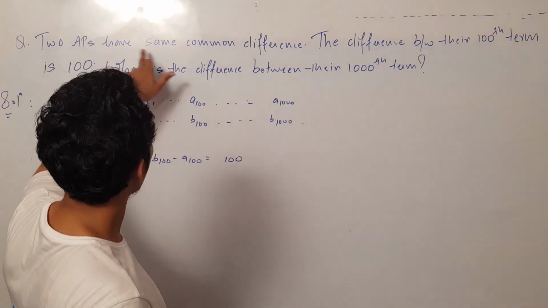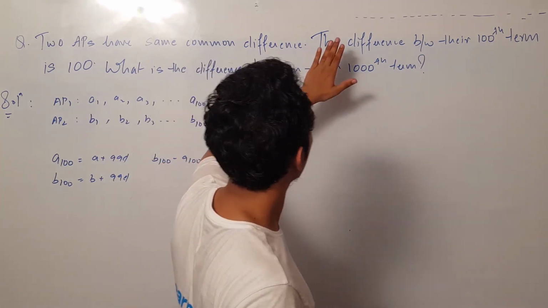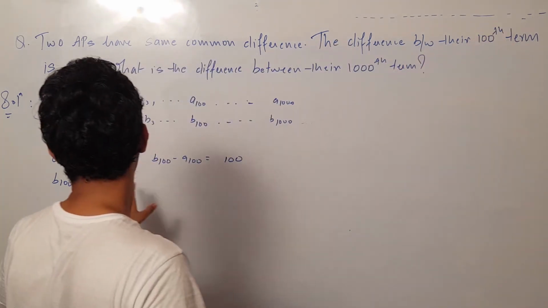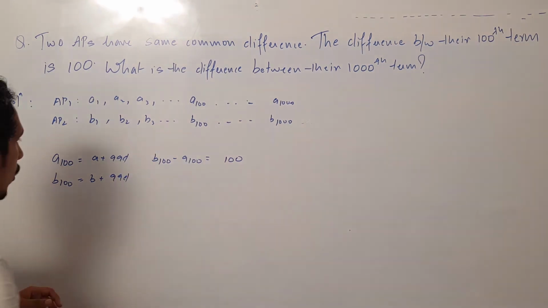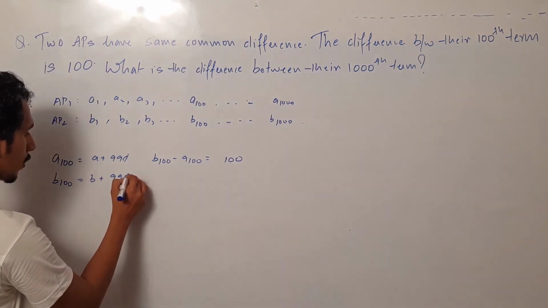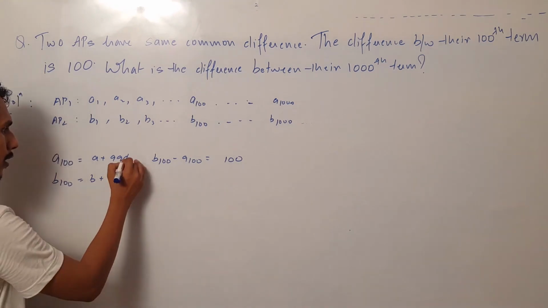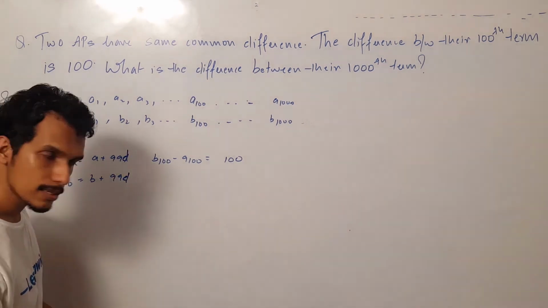The two APs have the same common difference. No problem. The difference between their 100th terms, same common difference. That's why I have written D in both places. I have not written D1 and D2, because both the common differences are the same.